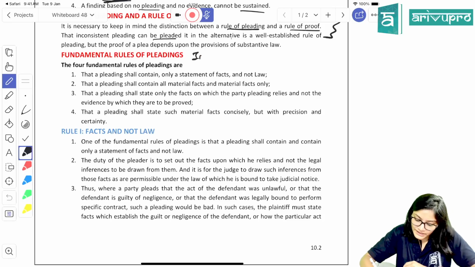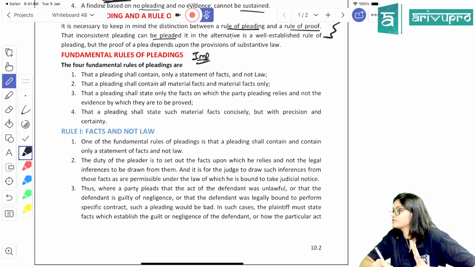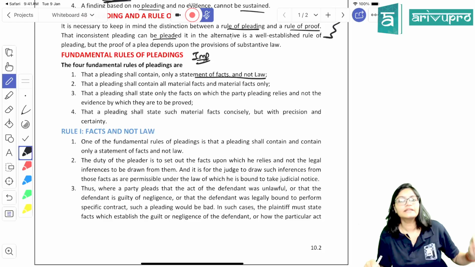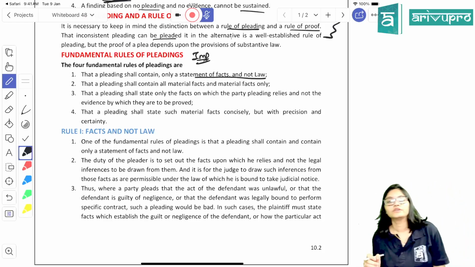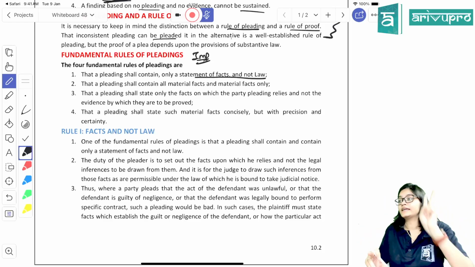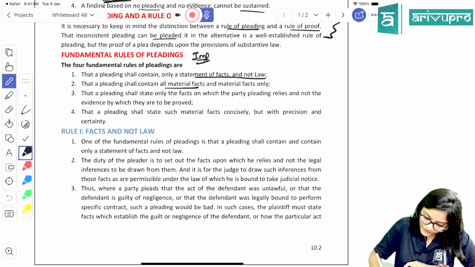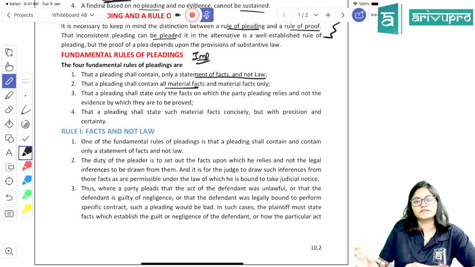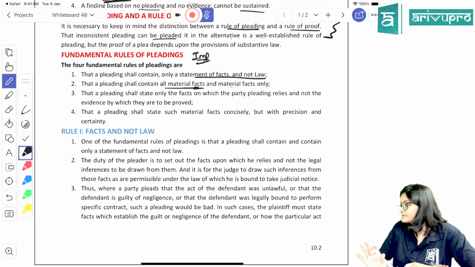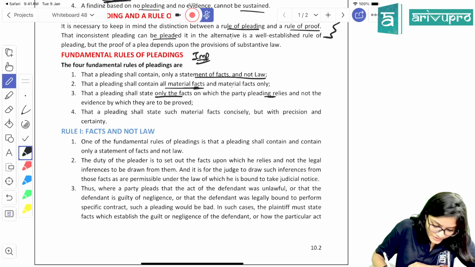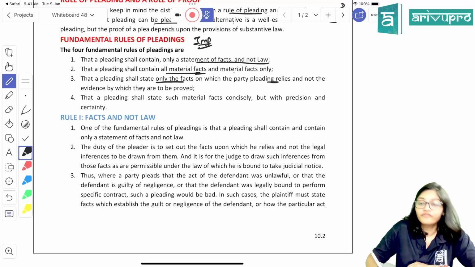Yes, fundamental rules of pleading are important. Four fundamental rules of pleadings are there. First one, only the statement of facts and not the law. In your pleading, it should contain the facts, not the law. You have to mention all the facts of the case, not the law. Second, the pleading shall contain all the material facts and material facts only. That means immaterial things, don't keep on writing immaterial things, right? So only material facts. Third, that a pleading should state only the facts on which the party pleading relies and not the evidence by which they are to be proved. That means you will mention only the facts in issue.